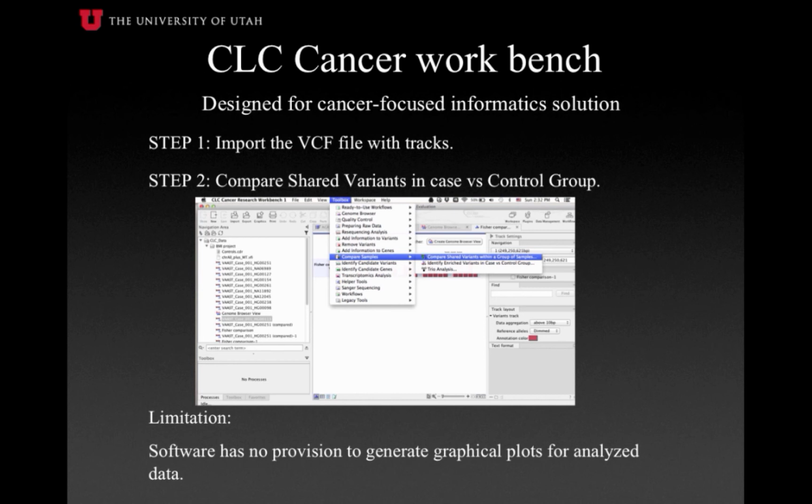Moving on to the next one, that is CLC Cancer Workbench. It has been designed for cancer-focused informatics solutions. For this, the first step we followed was to import the VCF file with tracks. Second step, compare shared variants in case versus control groups, for which we found certain limitations. The first one, and the foremost important one, was that the software has no provision to generate a graphical plot for analyzed data.